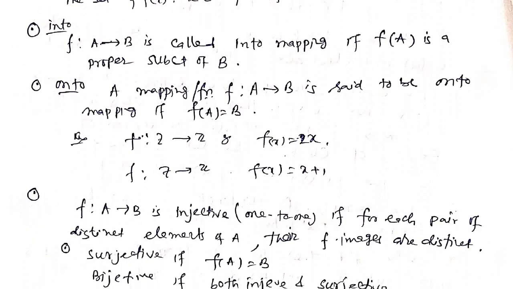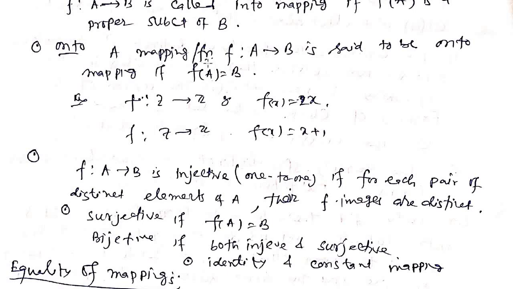Now another point: onto mapping is also called surjective mapping. A mapping f from A to B is injective, or one-one, if for each pair of distinct elements of A, their f images are distinct. That is, if we take two different elements x1 and x2 of A with x1 not equal to x2, then we have to prove that f(x1) is not equal to f(x2). That is, for each different element we get a different image.